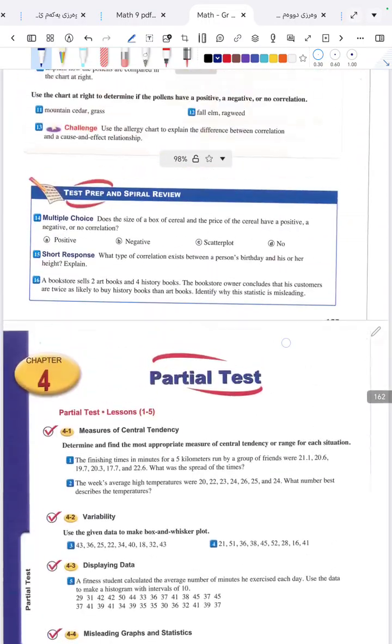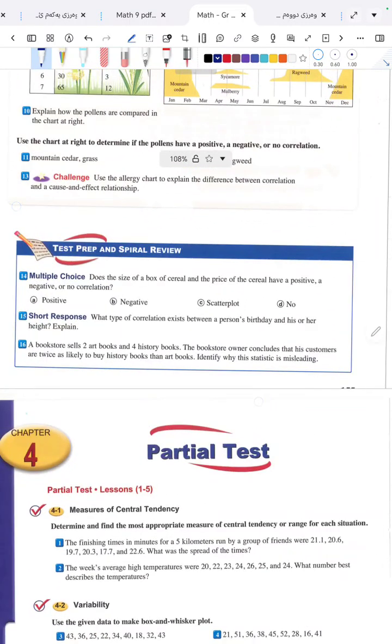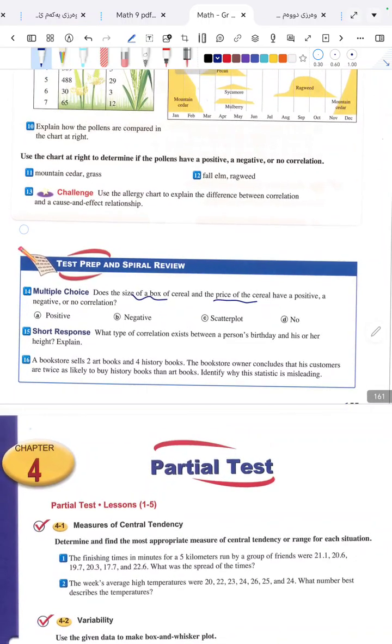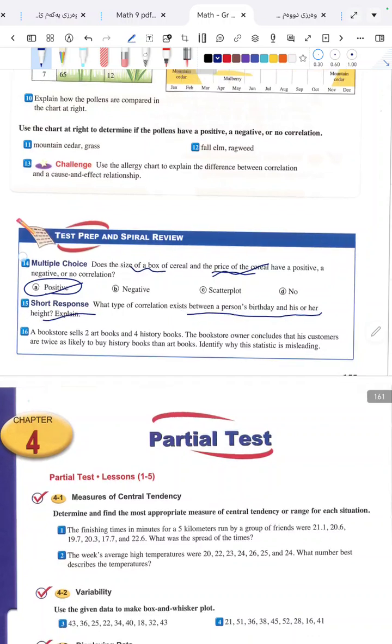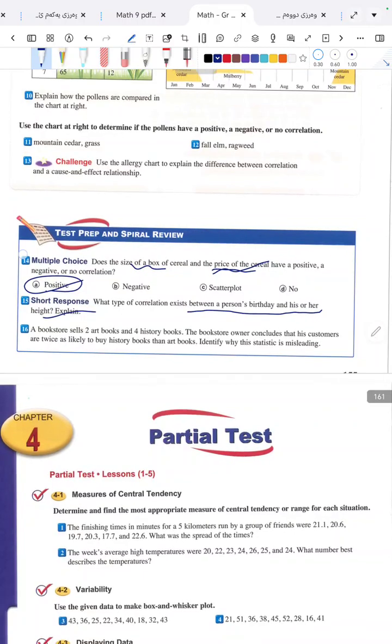In the spiral review, we have the size of a box and its price. What's the correlation between the size of the box and its price? Of course, it is positive. Then we have the short response: what type of correlation exists between a person's birthday and his or her height? Of course, there is no correlation.